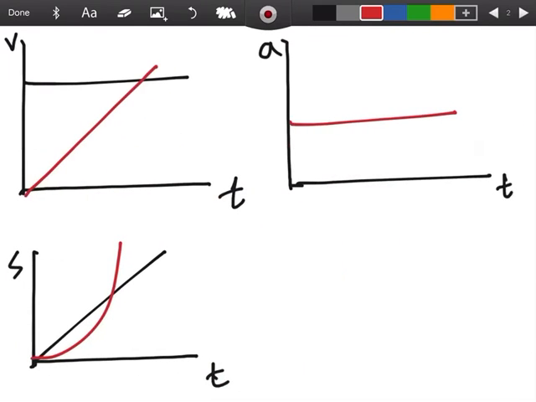Now let's take a look at some graphs here. So we've got displacement, velocity, acceleration time graphs. These should be very familiar. You've known them since National 5. Nothing really new here.